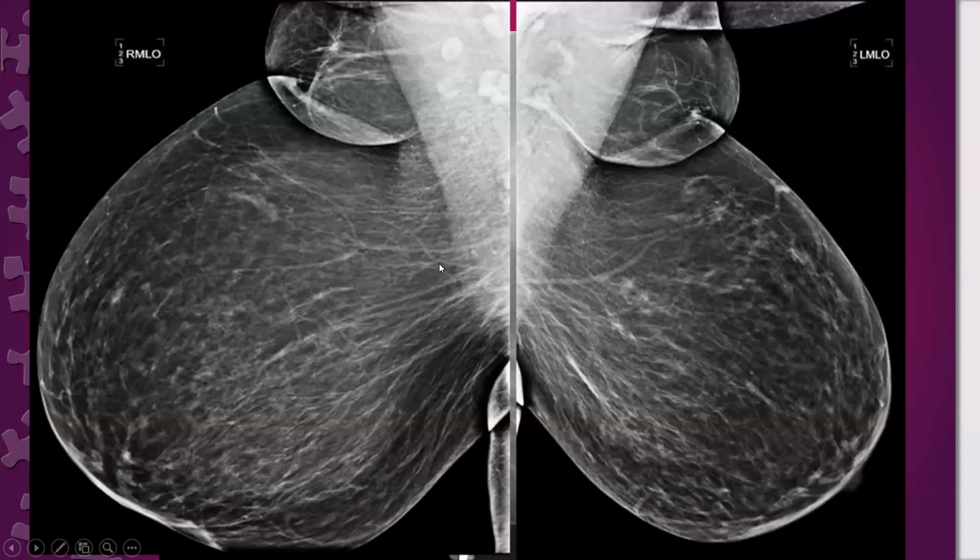Okay, this is a bilateral MLO of ACR A, fatty breast. And there are bilateral smooth, semicircular masses projecting from the axilla, having the same texture as the normal, regular breast, which is fatty, consistent with bilateral axillary breast.